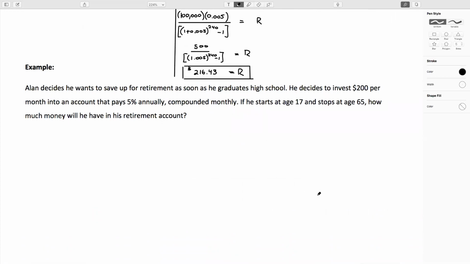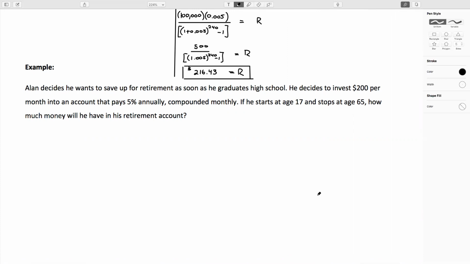All right, let's try another one. Alan decides he wants to save up for retirement as soon as possible as he graduates high school. He decides to invest $200 per month into an account that pays 5% annually, compounded monthly. He starts at age 17 and stops at age 65. How much money will he have in his retirement account?